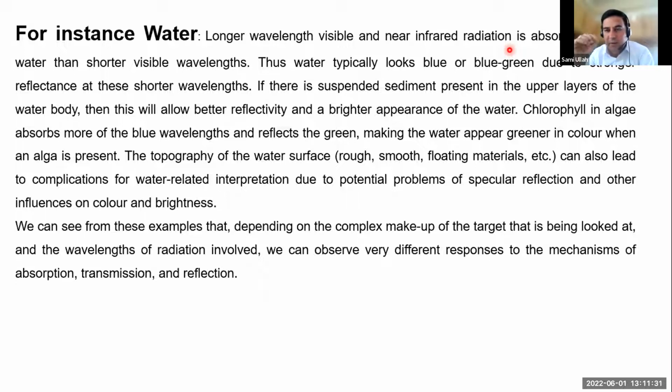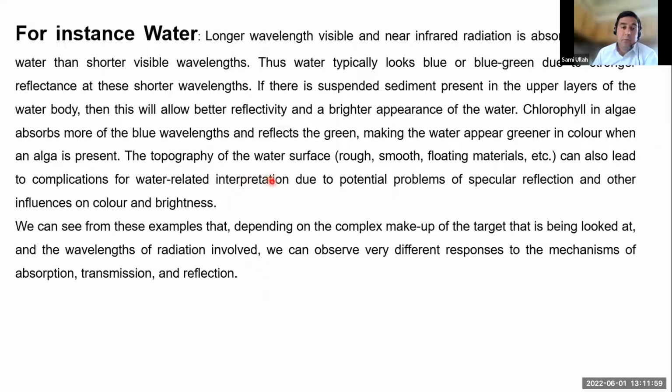But sometimes there is green algae present, or maybe some vegetation present, and then a reflection of green color also takes place in the water. So sometimes the water also looks greenish in color to us. But there are many things involved. For example, chlorophyll in the algae absorbs more of the blue wavelength and reflects the green, making the water appear greenish in color.